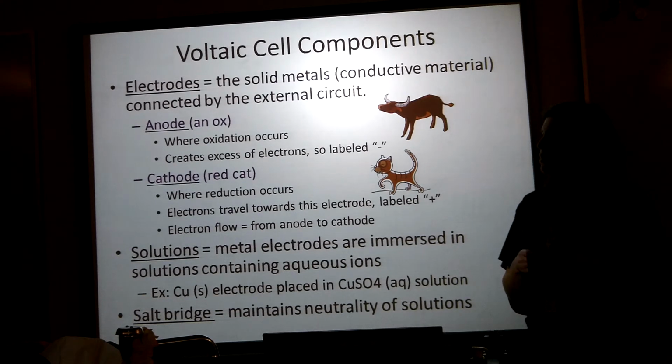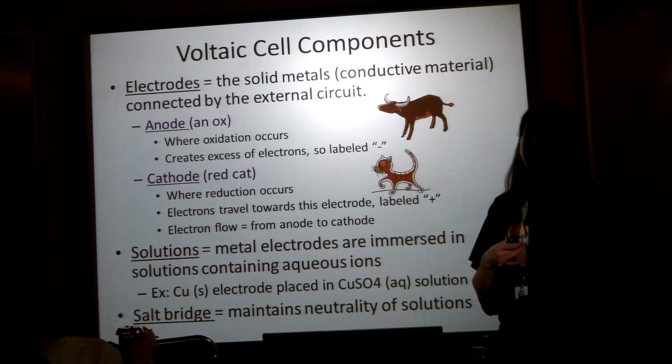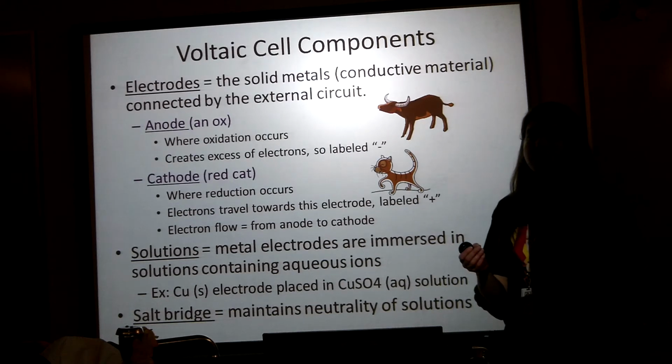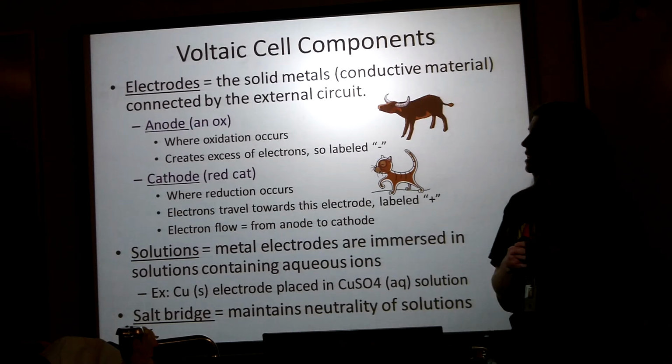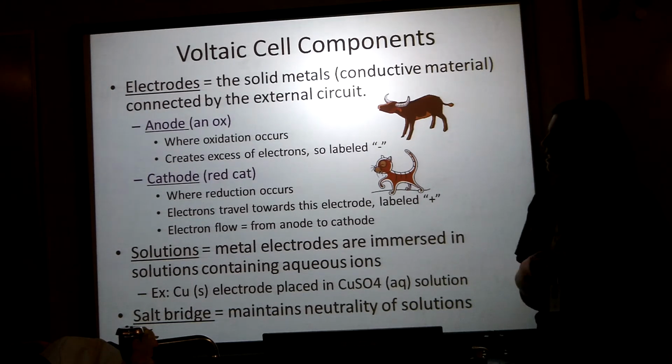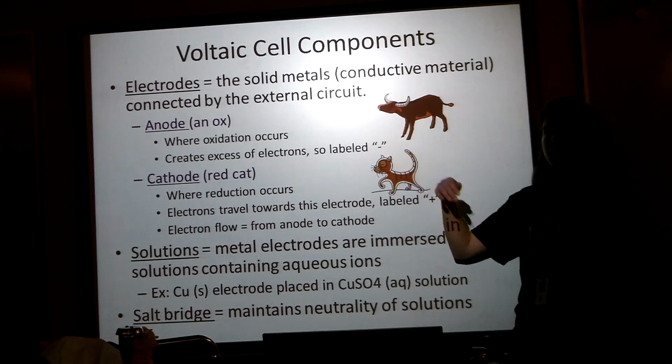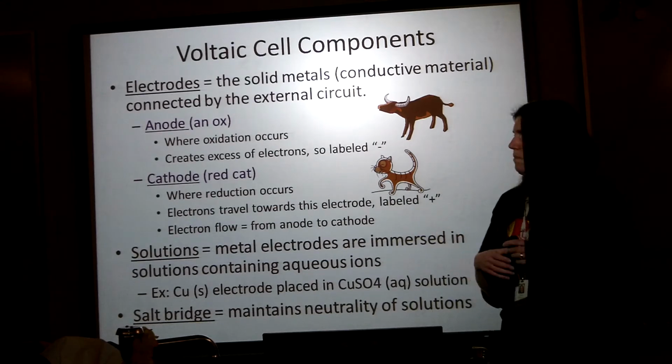On your electrodes you have two of them. One of them we call the anode, one we call the cathode. The anode is where oxidation occurs. Remember, oxidation is when you lose electrons, so that side of your cell is generating electrons. So often we label it as negative because that's where the electrons are coming from.